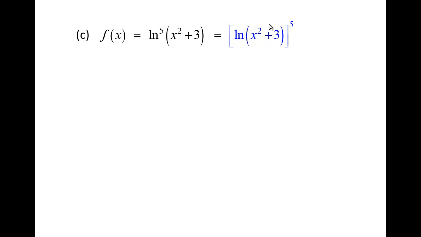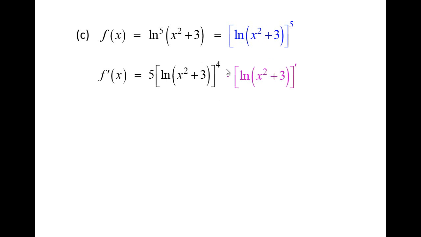So what's the derivative here? Well, if you look at this function, you wish that within the square brackets you just had x. So it is x to the power 5. So x to the power 5 is the outside here. So you take the derivative of that, which is going to be 5x to the power 4. And then you replace x by the inside here. And then you multiply by the derivative of the inside, ln of x squared plus 3.